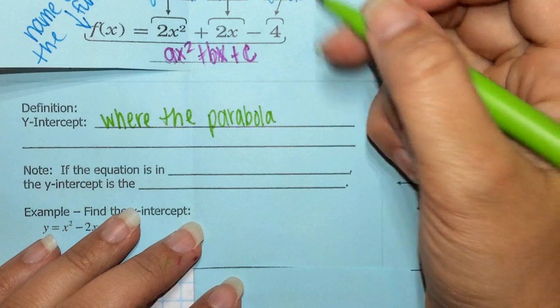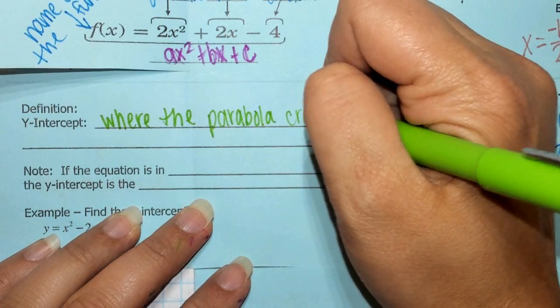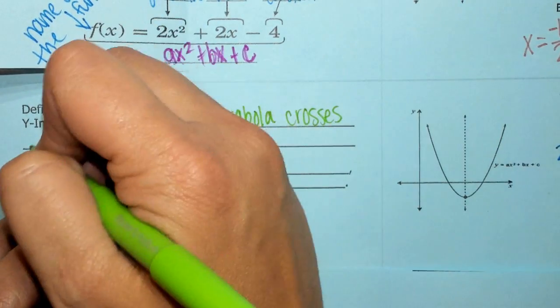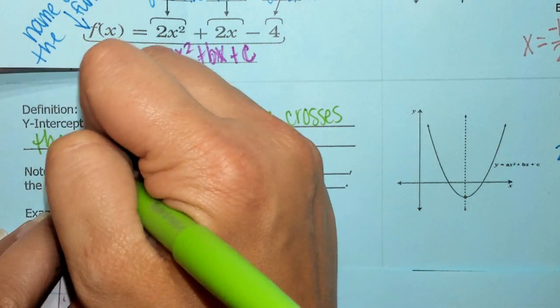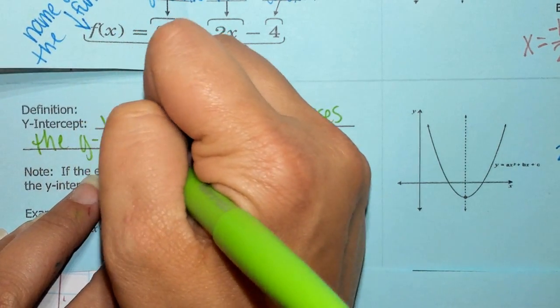Thank you. The y-intercept is where the parabola crosses the y-axis.